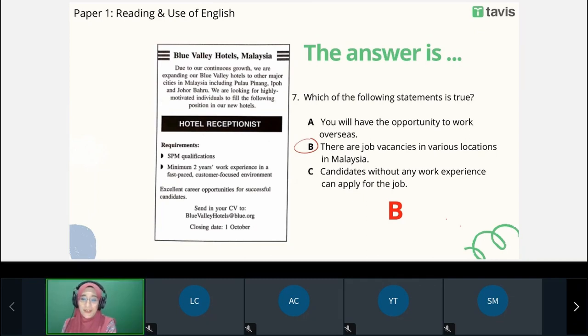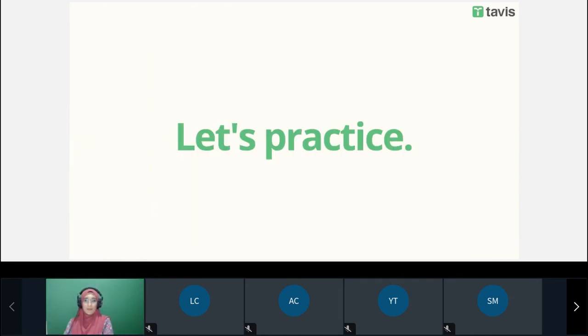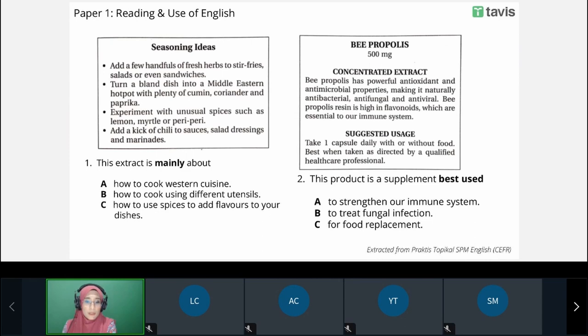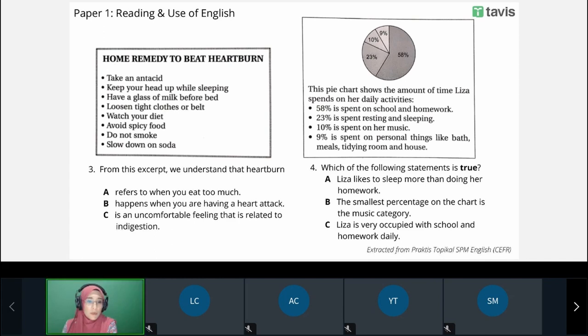We do have another session tomorrow. So let's move on to the next part. We're going to do a few more practice. I prepared 4 questions and I would like you to try and do this as well. Now these questions, question 1 and 2. I'll show you question 3 and 4 also. Question 3 and 4 don't look like the ones that we did before. No, it's different.